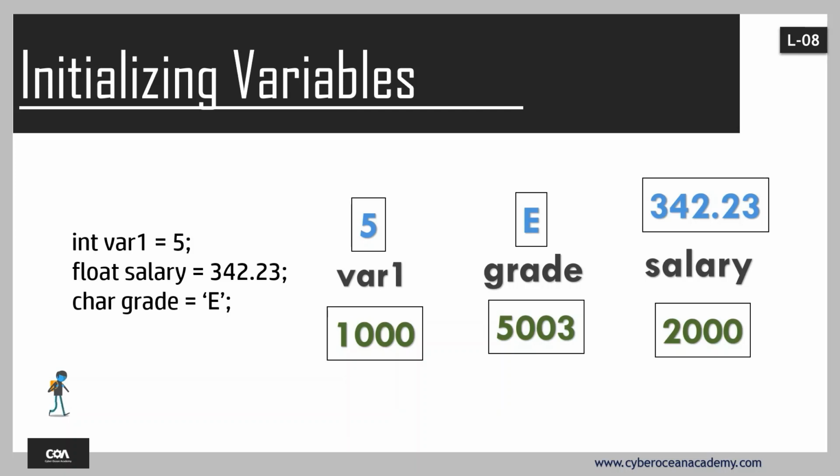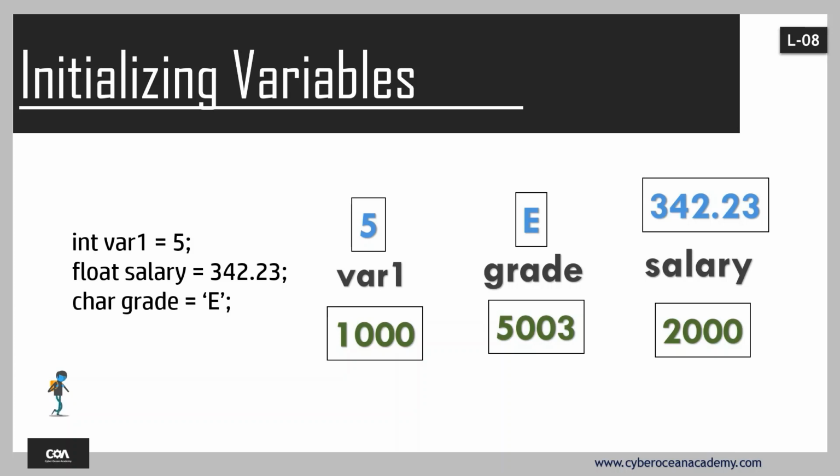So int var1 is equal to 5. What is the meaning of this? Here var1 is an integer type variable and the data inside the variable is 5, and the address of the variable is something given by the compiler inside the memory. It is a hexadecimal number, and I assume the address of this variable var1 is 1000. So every variable has two parts. The first one is the data part, and the other one is the address part.